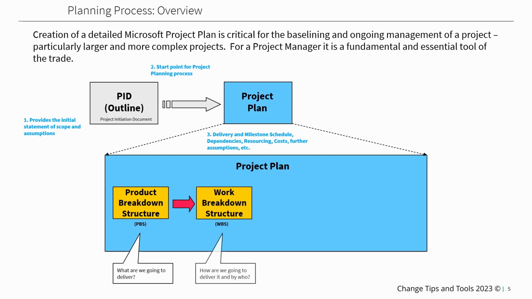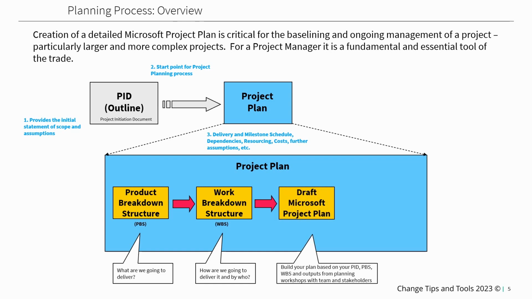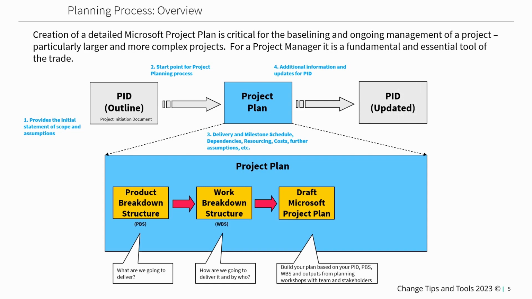Then you're going to work out how you are going to deliver it and by who and how long it's going to take through a work breakdown structure or WBS. But once you've got this information, you are then ready to draft your Microsoft project plan based on that PID, the PBS, the WBS, and any other outputs from your planning workshops with your team and stakeholders. But once you've gone through these iterations, you'll take that information and you'll update your PID.